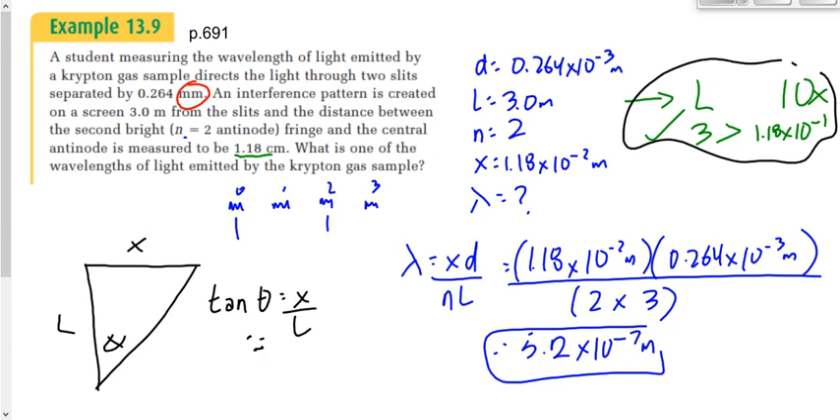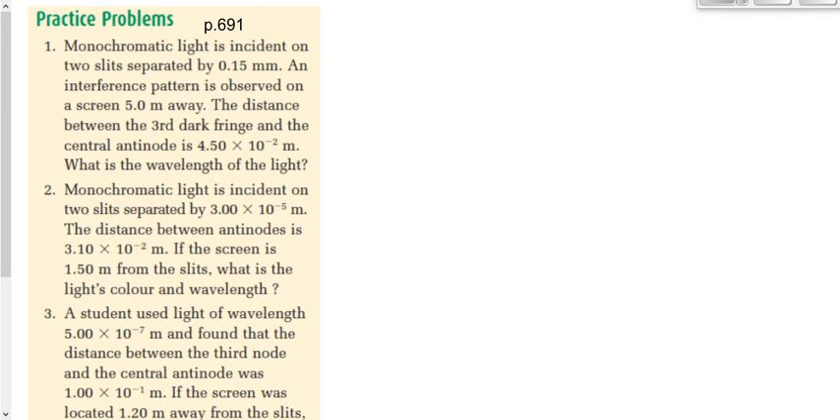All right, I'm going to give you a few minutes here to work on 3 questions on page 691. Be careful on these. Pay attention to little things like third dark fringe, central antinode, 0.5, whole numbers, 0.5s, whole numbers, 0.5s. Watch out for little things like that, okay? See what you can do here.